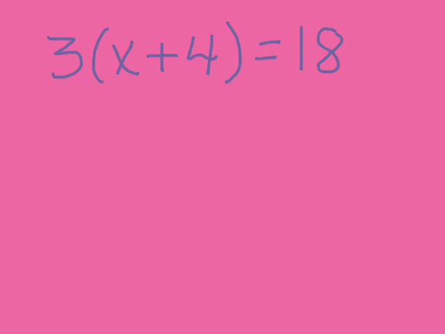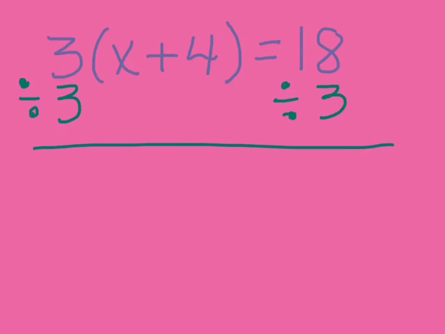So I have 3 times the quantity, x plus 4 equals 18. So again, it wouldn't hurt anything if you distributed, but it's an added step you don't need. So you could distribute and get 3x plus 12, subtract 12 and divide by 3. It's an added step you don't need to do. You could just right off the bat get rid of the times 3. So that's what we're going to do. So we're going to divide both sides by 3. And just undo that times 3 that's outside the quantity.